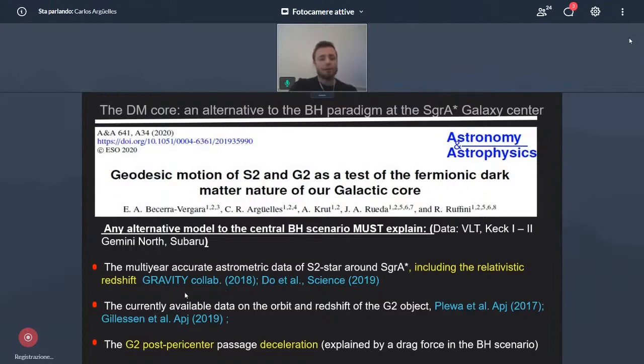This is also from the people from Germany, Gillessen et al. Also, the currently available data on the orbit and redshift of G2, the cloud, and very interesting, also the G2 post-pericenter passage deceleration, which was observed. In order to explain this deceleration after pericenter in the black hole scenario, you need to invoke a drag force.